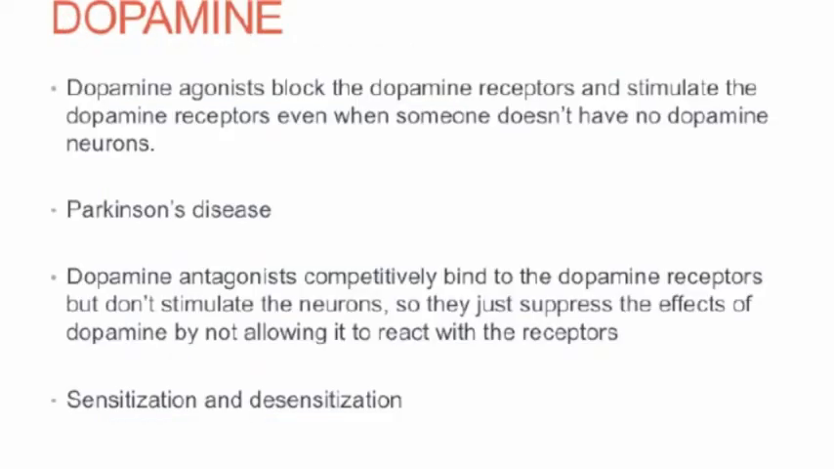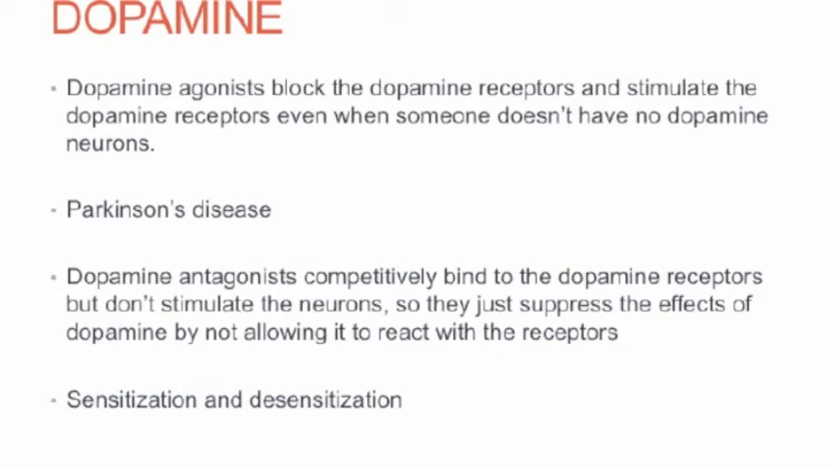Dopamine is released by a neuron in the synapse where it can bind to dopamine receptors on neighboring neurons. Normally, dopamine is then recycled back into the transmitting neuron by a specialized protein called the dopamine transporter. Some drugs, like cocaine, affect the dopamine transporter protein, while others affect the neurotransmitter receptors directly. Dopamine agonists are drugs that basically bind to the dopamine receptors in place of dopamine and stimulate the dopamine receptors, even when someone has no dopamine neurons.